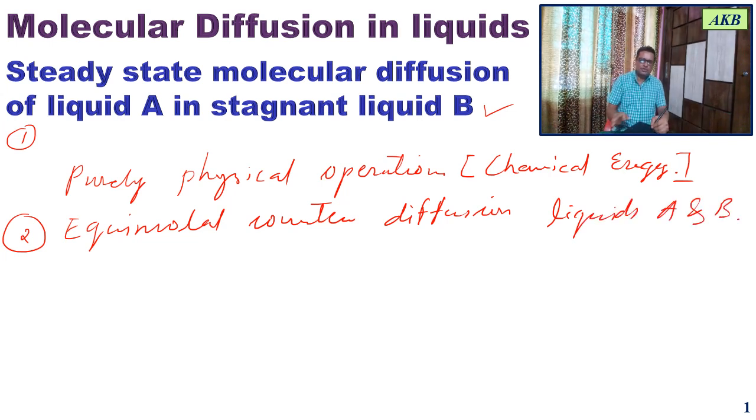So these two situations are very common, and therefore we are discussing them. Today I'll be discussing the first one, that is steady state molecular diffusion of liquid A in stagnant liquid B. At the end of the discussion, we will get an equation for calculating the molar flux of A, the rate of diffusion of A. Similarly, while discussing the second case, we will get an equation for calculating Na. So let us start our discussion.